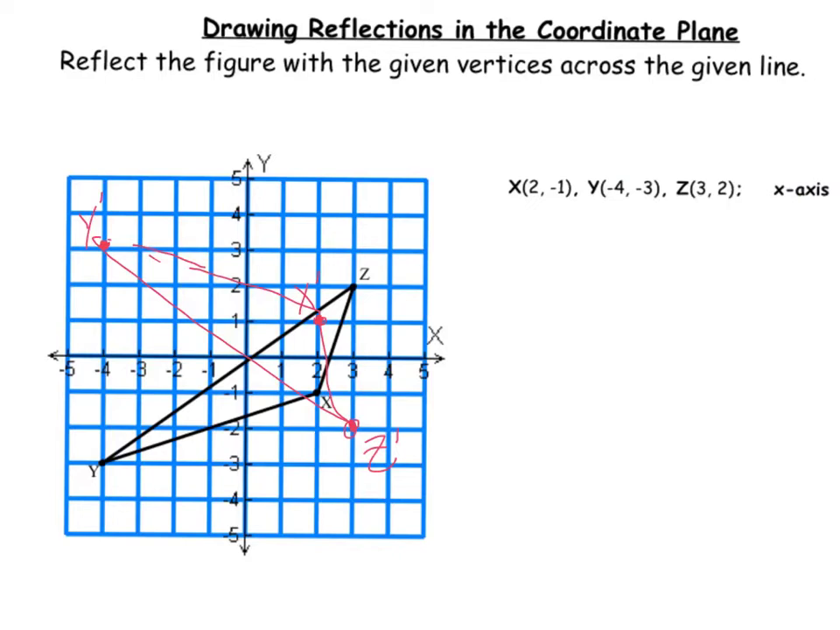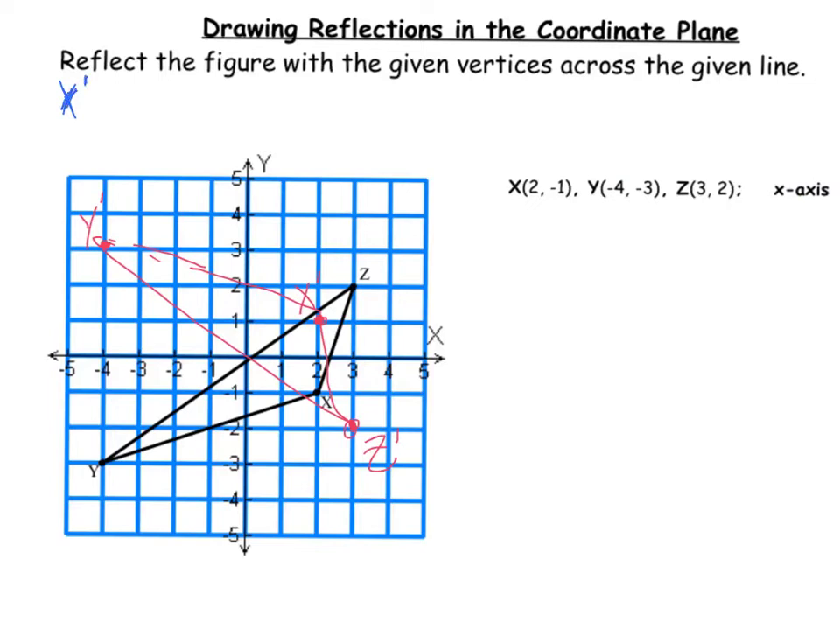Now, next step always is to come up with our new points. So we have to look at our new X, Y, and Z and come up with the new points. And so currently we have X prime, right? That's our new X.